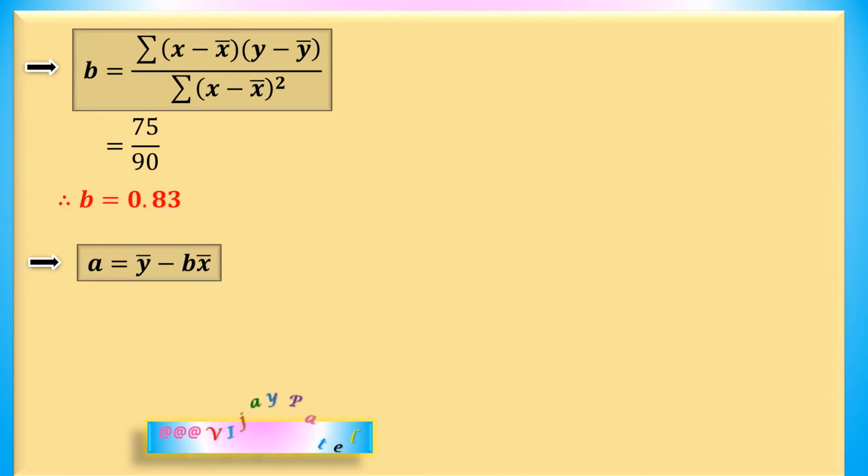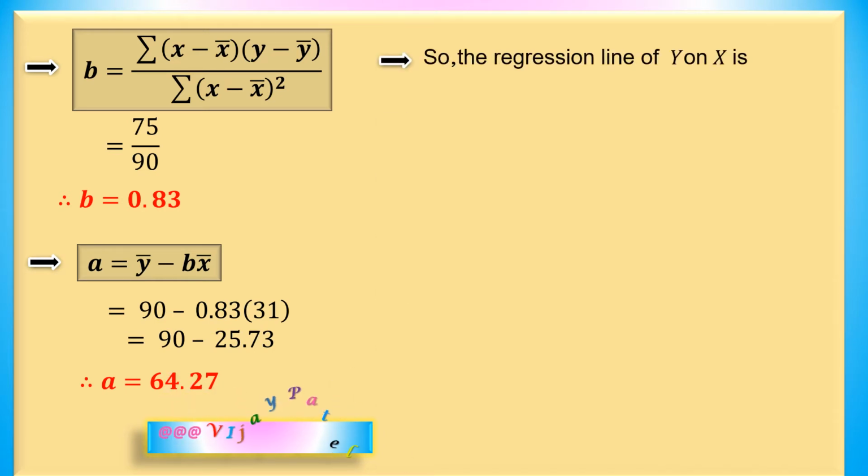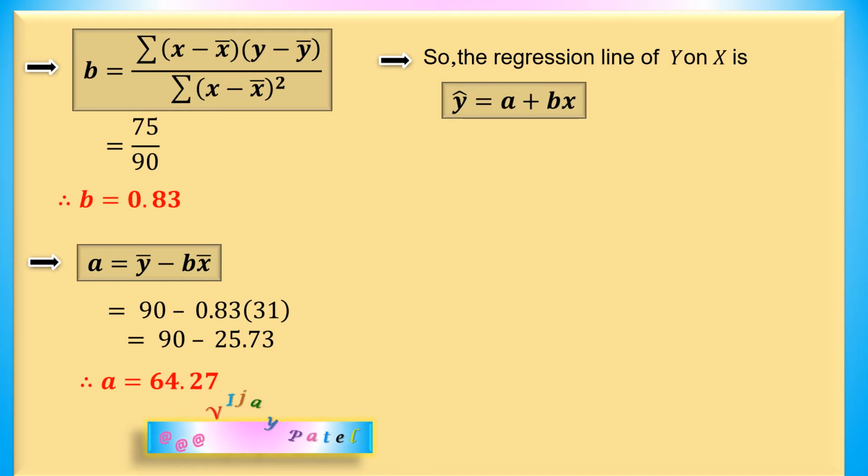Now we should find a. What is a? a is equal to y bar minus b x bar. By putting values of y bar, b and x bar in this formula, we'll get 90 minus 0.83 into 31. After simplifying, we'll get 90 minus 25.73. So a is equal to 64.27. So the regression line of y on x is y cap is equal to a plus bx. Now by putting values of a and b, we'll get y cap is equal to 64.27 plus 0.83 x.